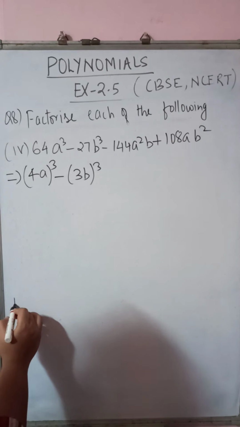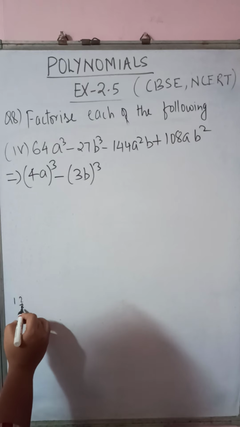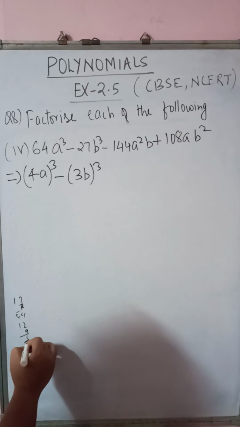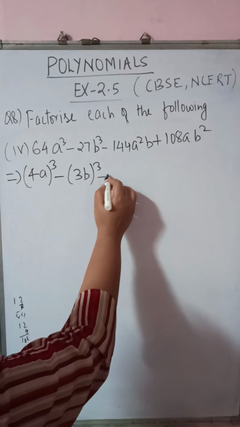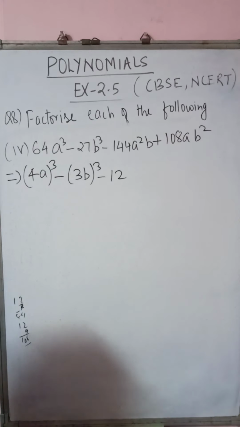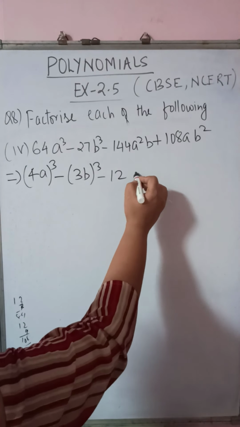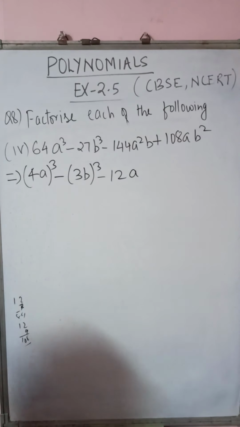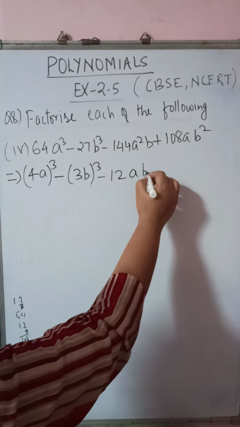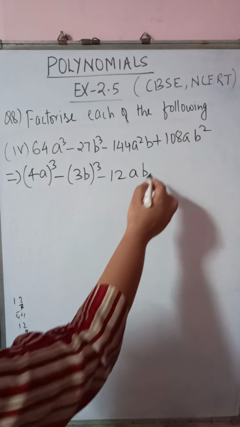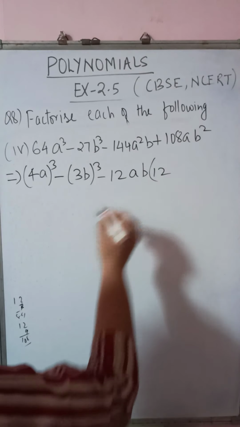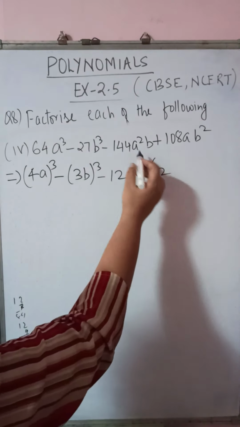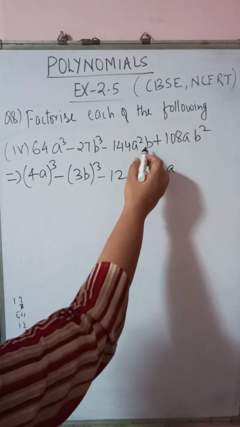12 9s are 108. So both are divisible by 12. So I can take 12 as common, and here a square and here a, so I will take most common factor a. Here b and here b square, so most common factor b out. Now put bracket. 12, how many times you get 144? 12 times. a, here a square, so we'll put 1a, and b is already there.